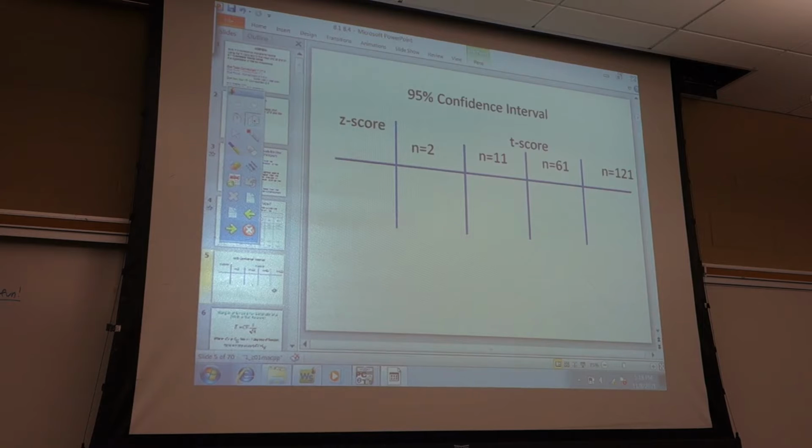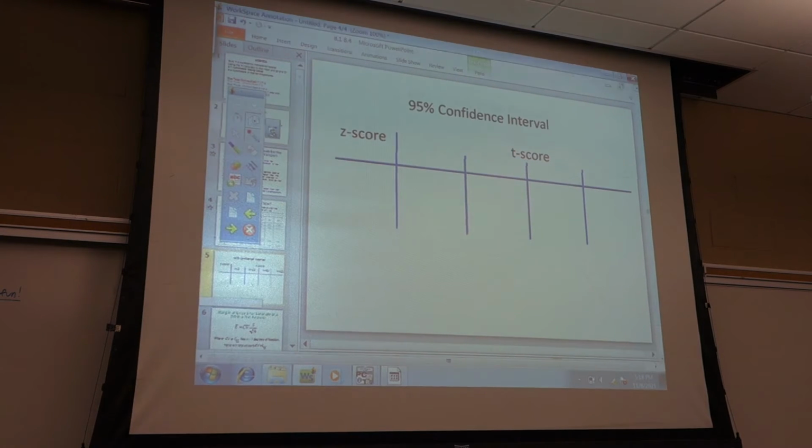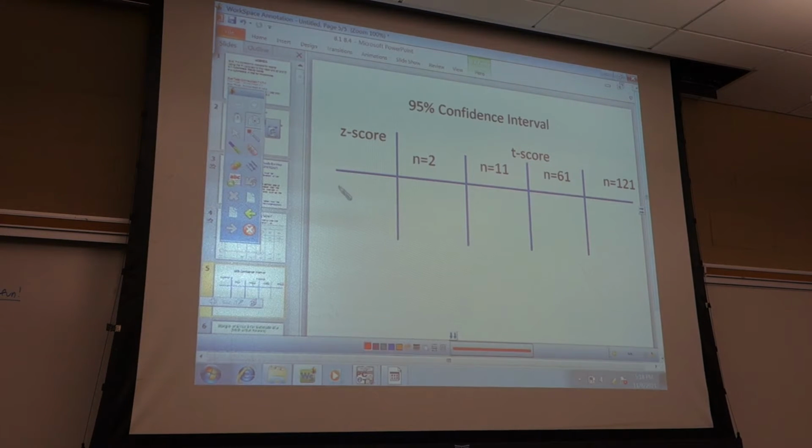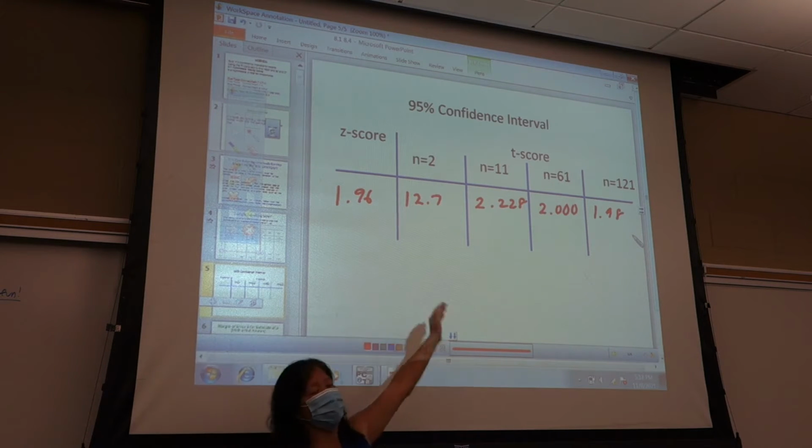And as we found last class, for a 95% confidence interval, what's my z-score? 1.96, great. If n is 2, then my t-score is really big. But as n gets larger, you'll see that it gets closer and closer to my z-score.